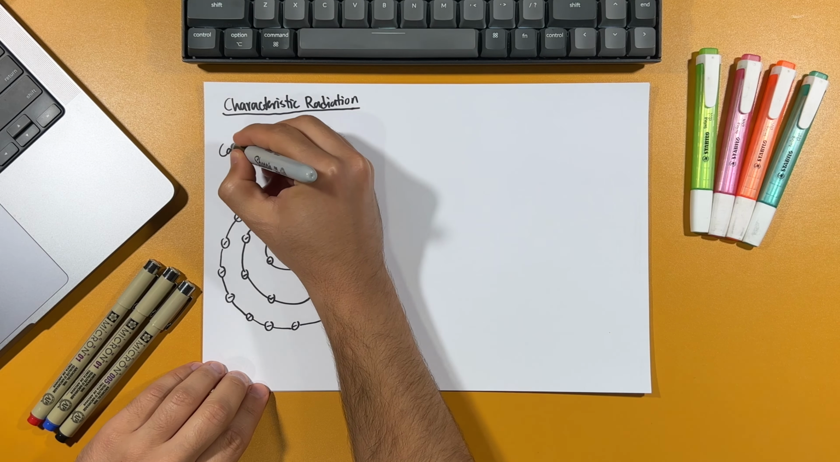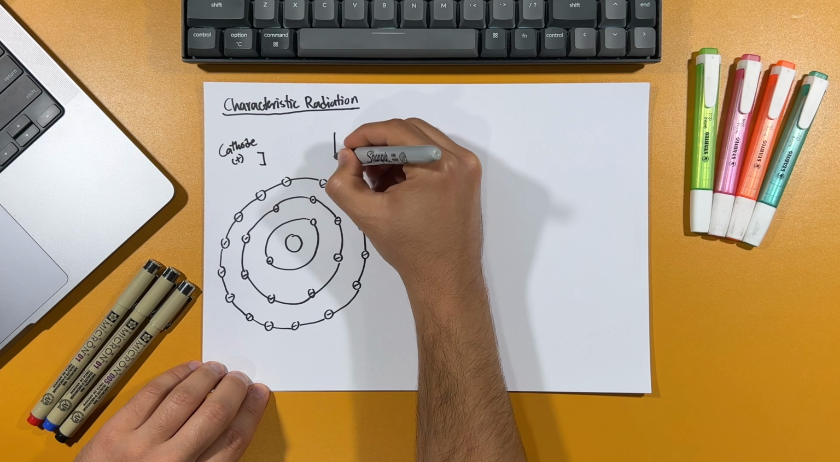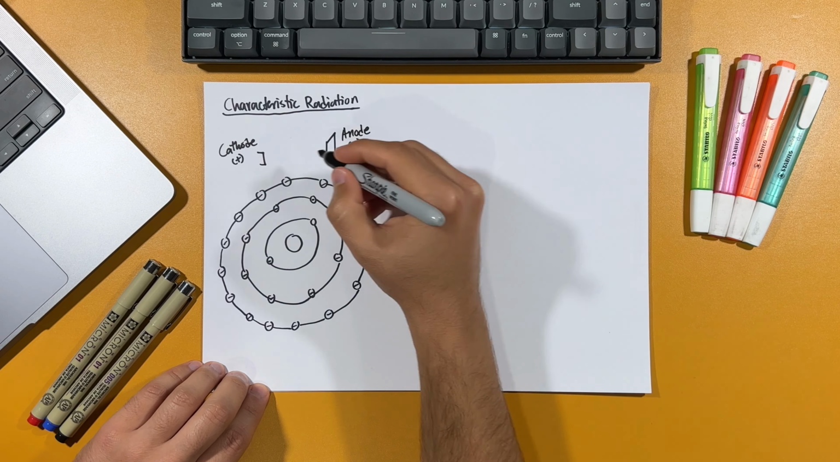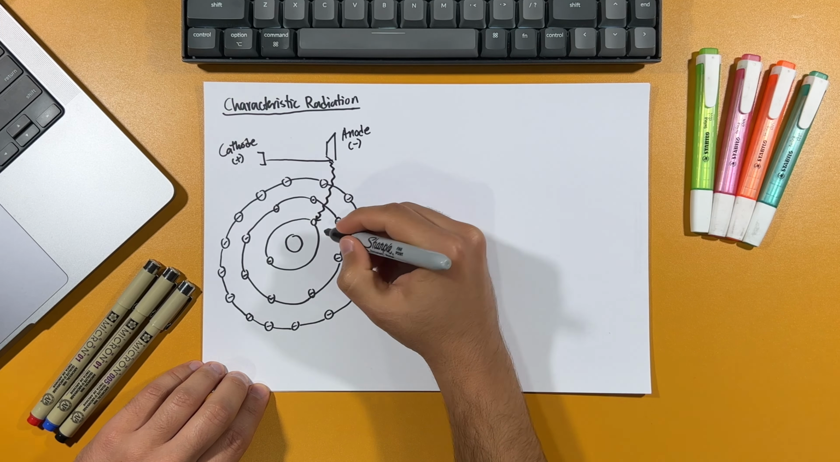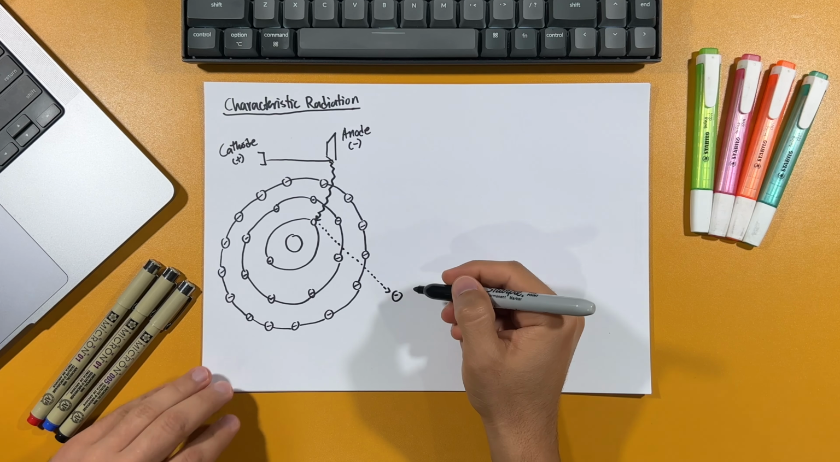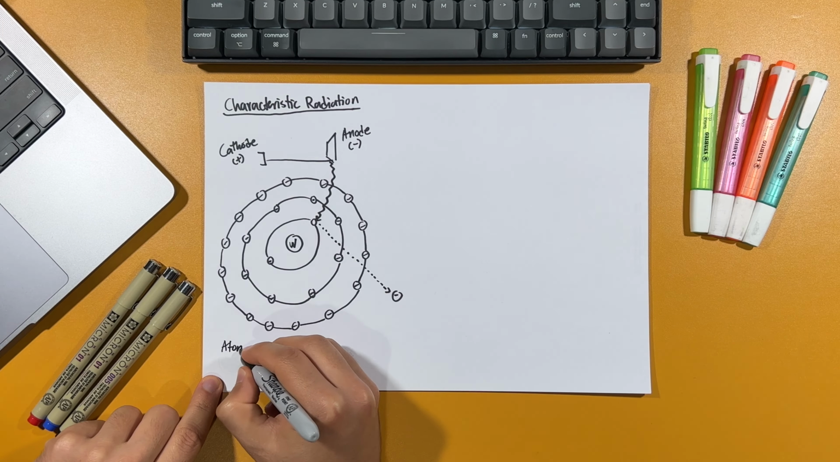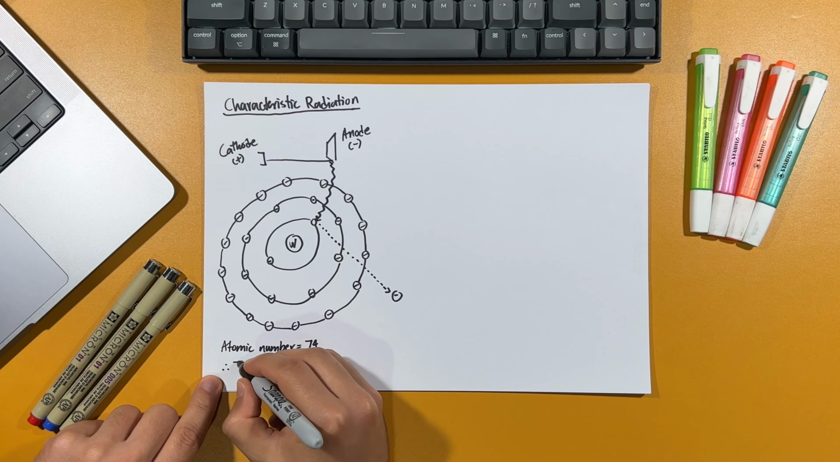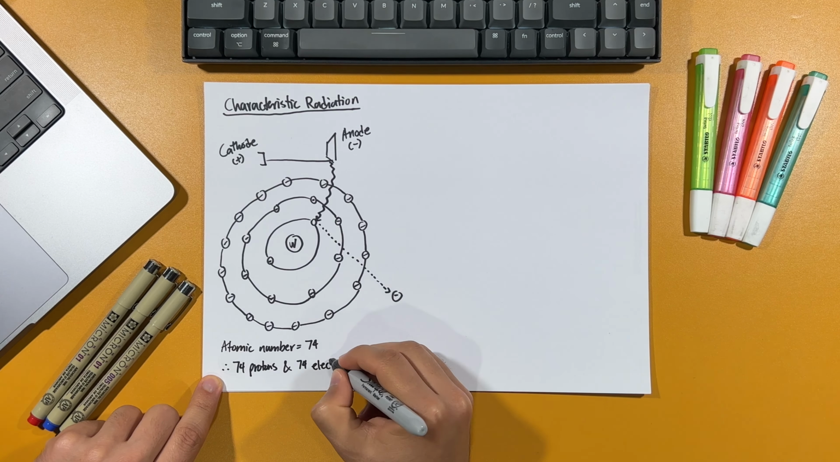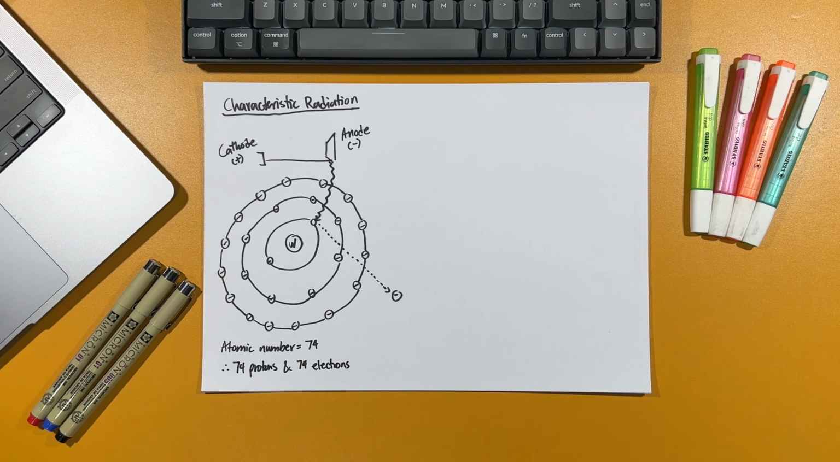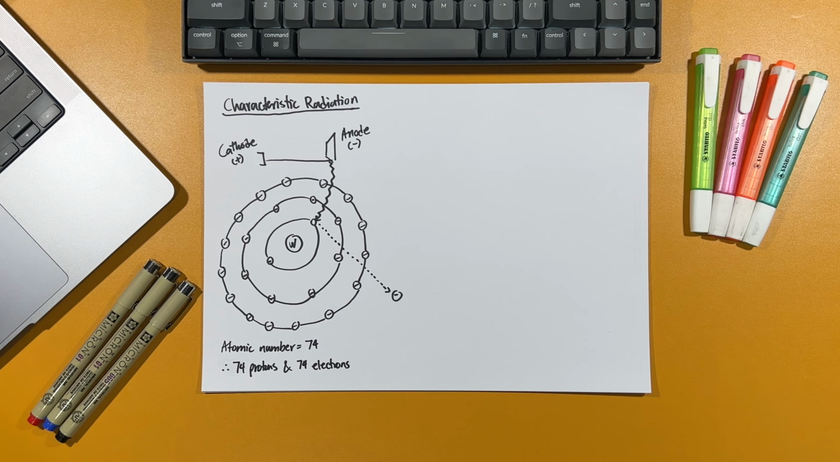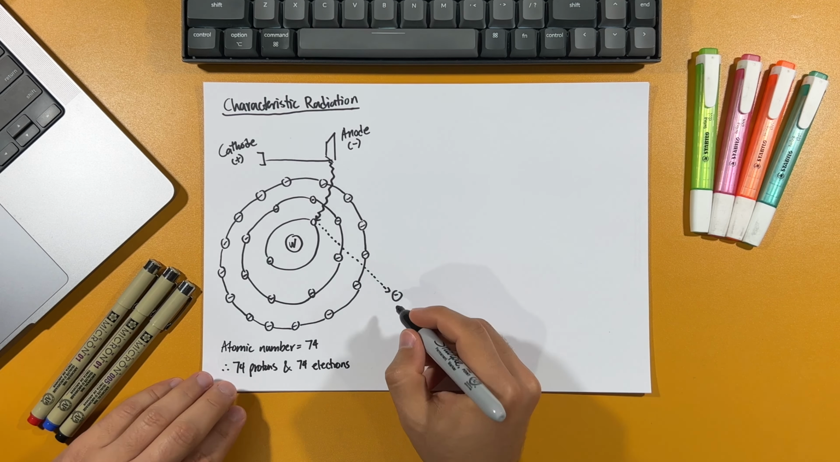So characteristic radiation is produced when an electron that is released from the cathode collides with an inner K-shell electron of an atom in the anode, causing an ionization event to take place and thereby removing an electron from its orbiting shell. Let's take this atom to be tungsten, for example, which has a symbol of W and an atomic number of 74, meaning it's got 74 protons in its nucleus and 74 electrons whizzing around. If an electron was to come in and interact with this atom, it would knock off a K-shell electron from its orbiting shell.